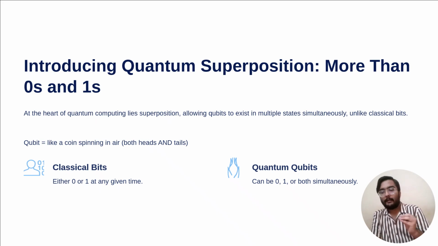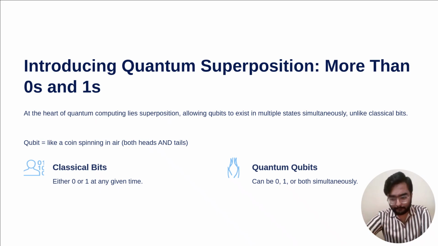A classical bit is like a coin that is already lying on the table as heads or tails. A qubit in superposition is more like a spinning coin in the air. It is not just heads or just tails. It is in a mix of both possibilities until we catch it. When we measure a qubit, the superposition collapses and we see either 0 or 1 with certain probabilities.